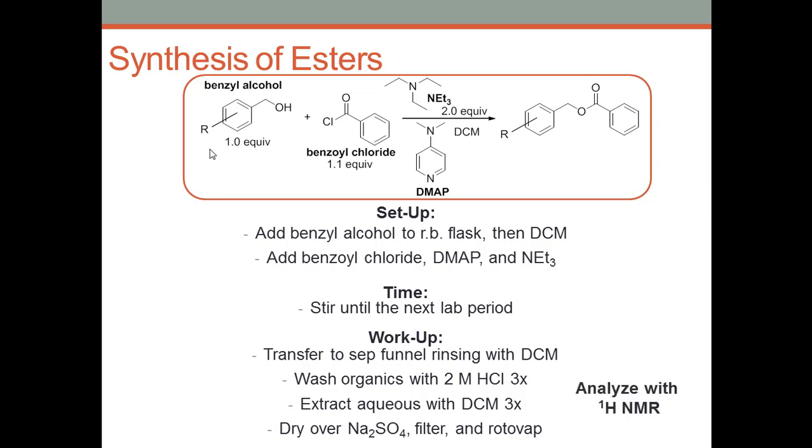For all of the drugs, you will need to analyze them via proton NMR. So make sure you get a proton NMR of your product at some point during the experiment.